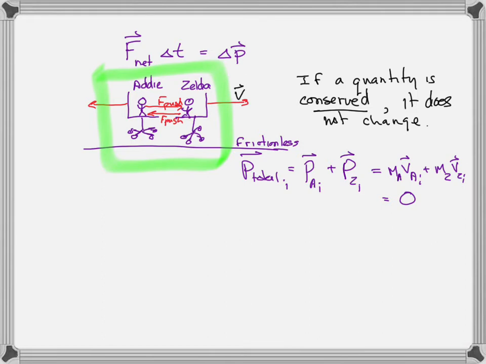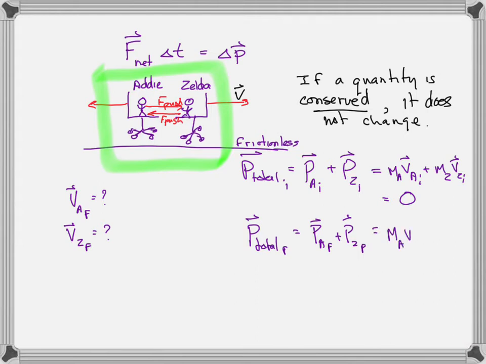Well, I'm not 100% sure. To know that, we need to know the final velocities of Addie and Zelda, but the total final momentum of the system of Addie plus Zelda is the final momentum of Addie plus the final momentum of Zelda, and that equals m Addie v Addie final plus m Zelda v Zelda final. So we need to know various things about the system in order to know if momentum is conserved.